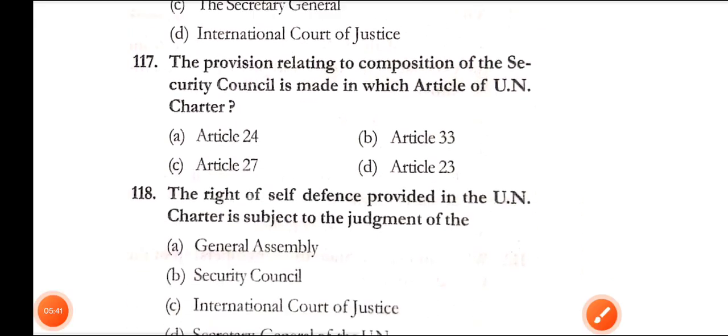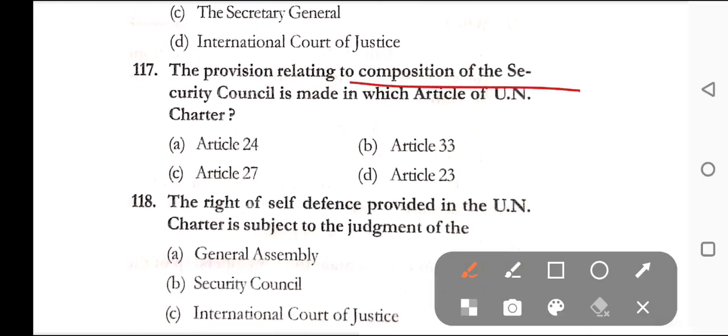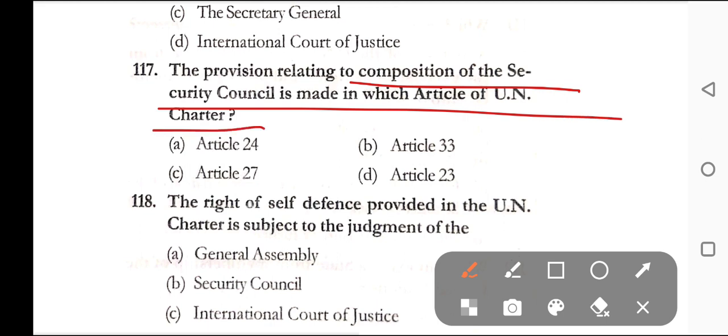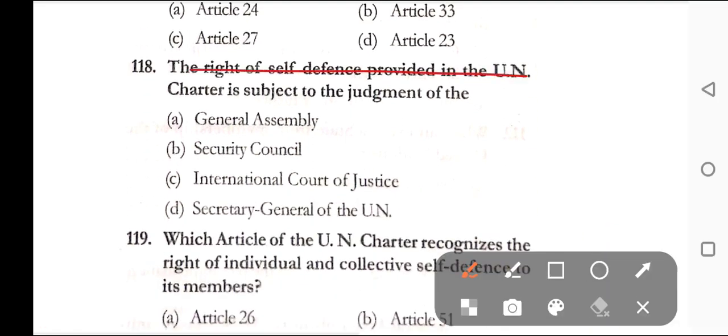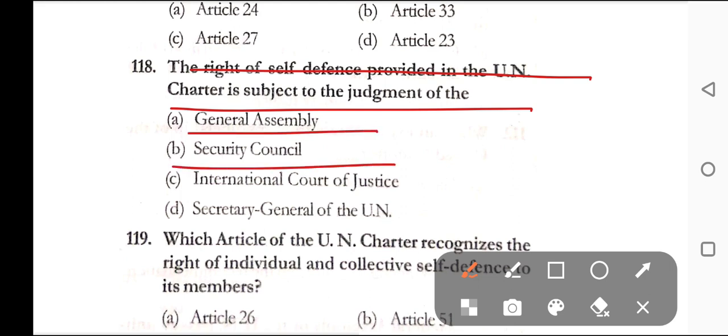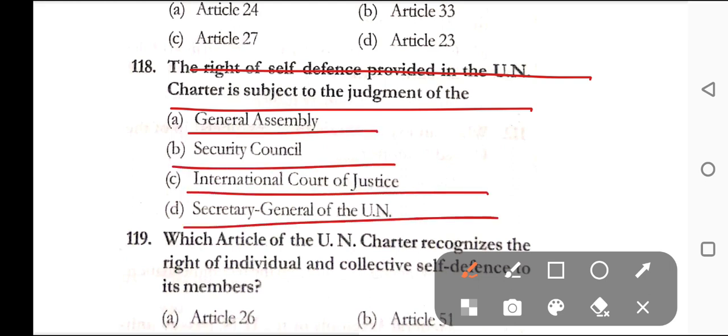Question number 117. The provisions relating to composition of the Security Council are made in which article of the UN Charter? Option A, Article 24; option B, Article 33; option C, Article 27; option D, Article 23. Correct answer here is option D, that is Article 23. Question number 118. The right of self-defense provided in the UN Charter is subject to the judgment of option A, General Assembly; option B, Security Council; option C, International Court of Justice; and option D, Secretary General of the UN. Correct answer is option B, that is the Security Council.